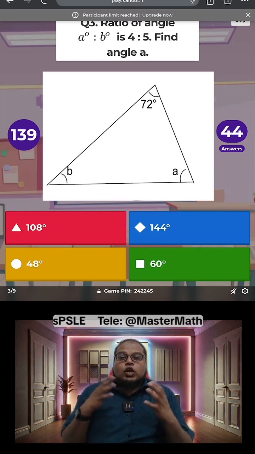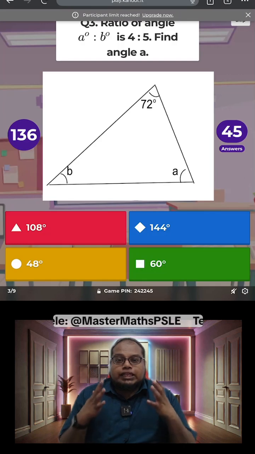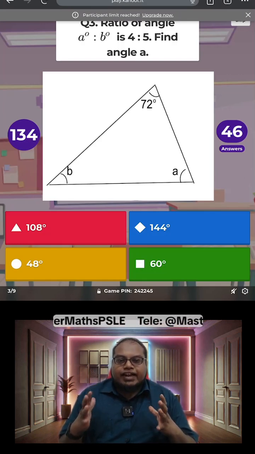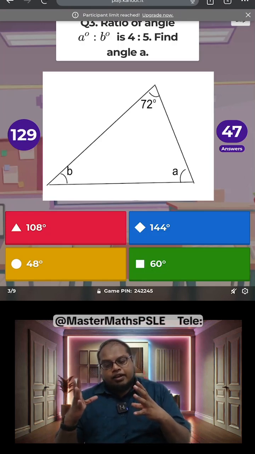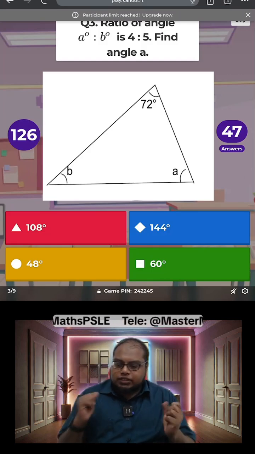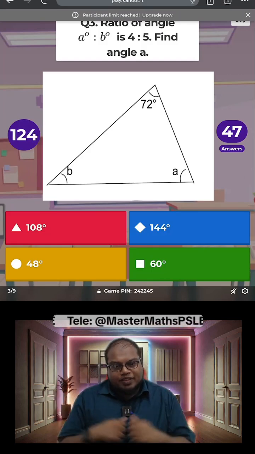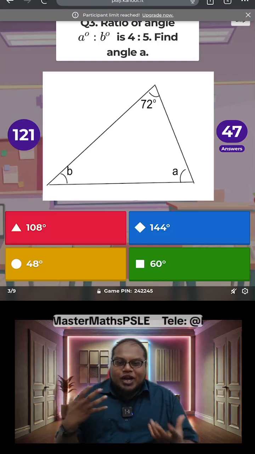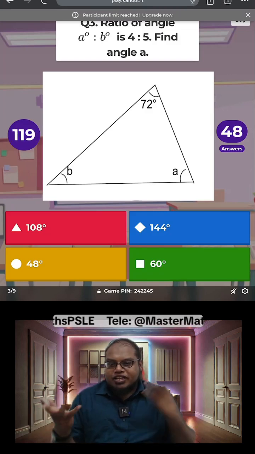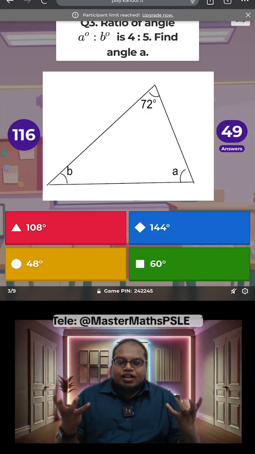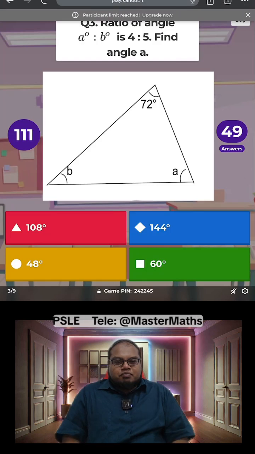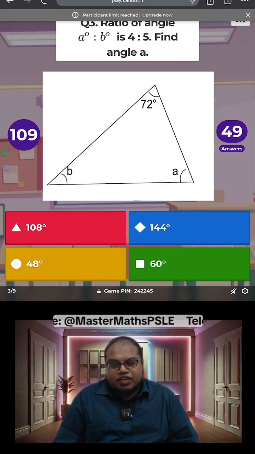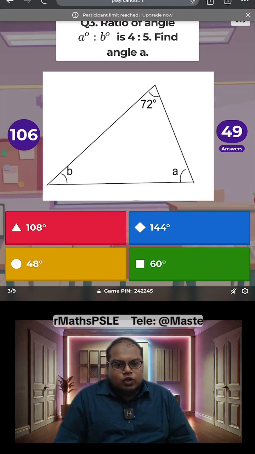Alright, the clue here is your total angle in a triangle. What's your total angle in the triangle? If you know that, you will know how many units, or how to use that 4:5, that 4 units and 5 units. What is that equal to? Is it not red? Is it not blue? Which one is it?